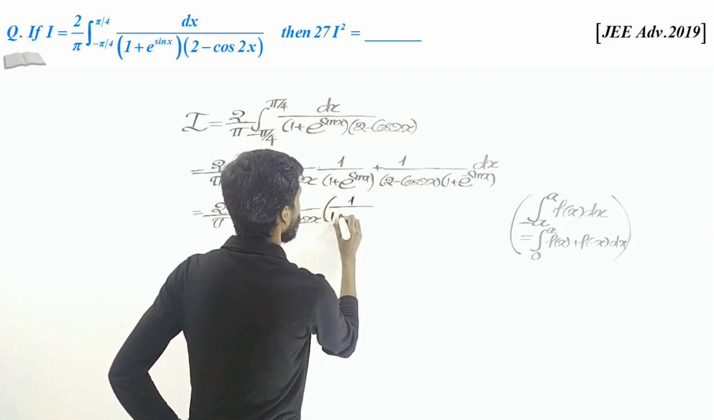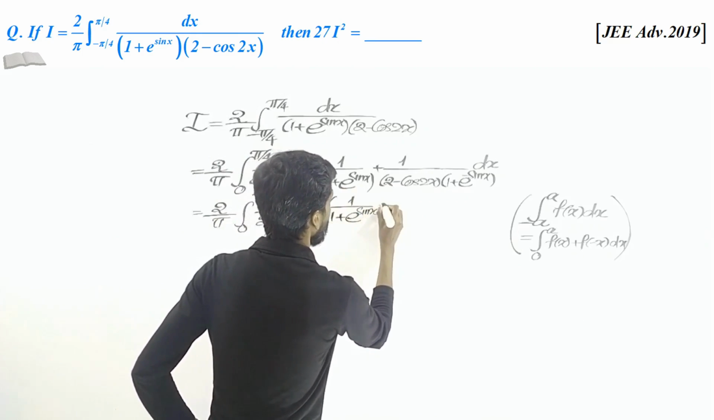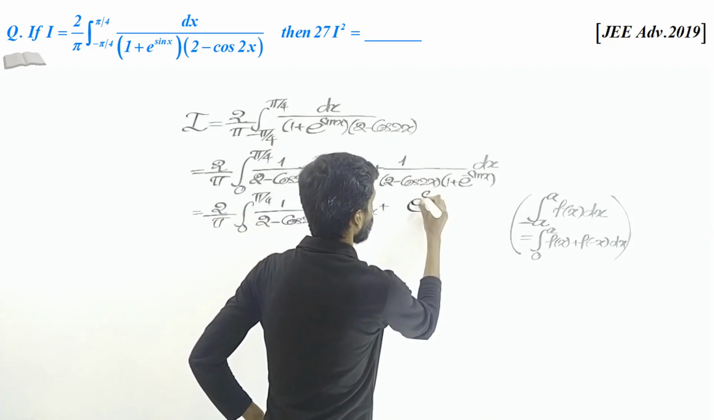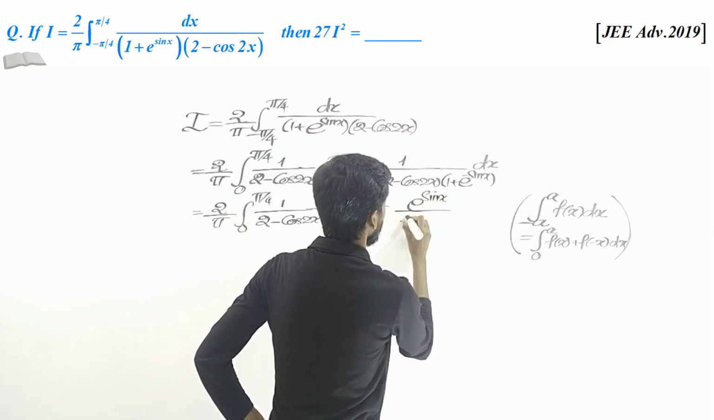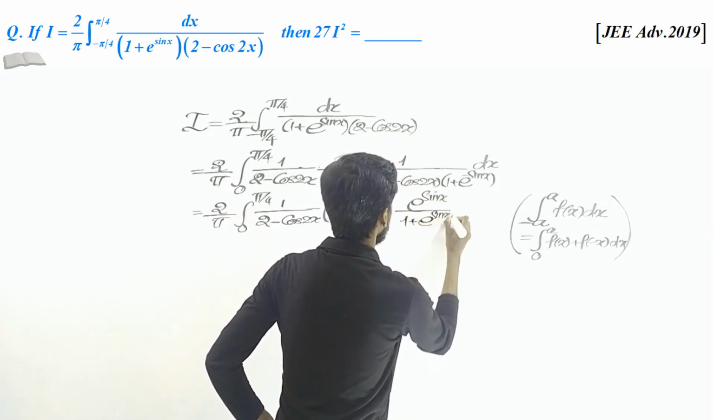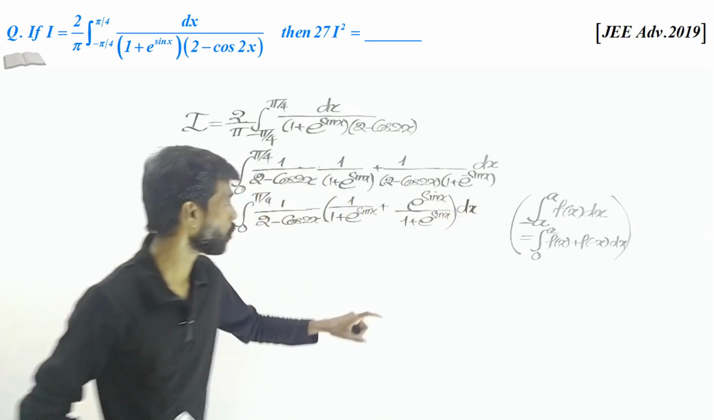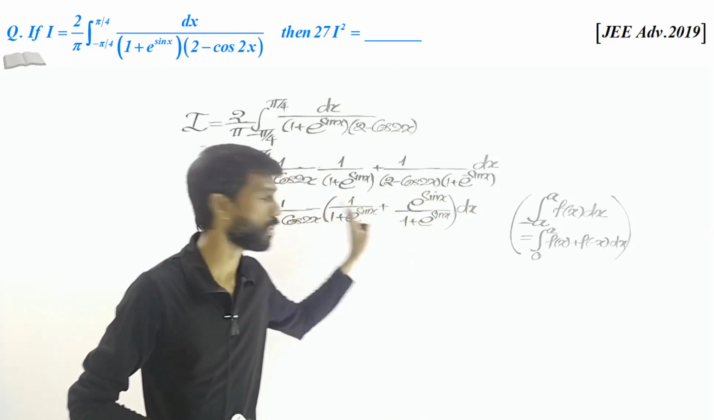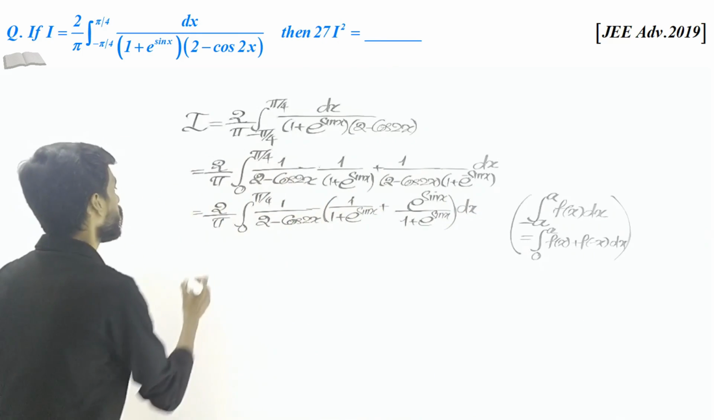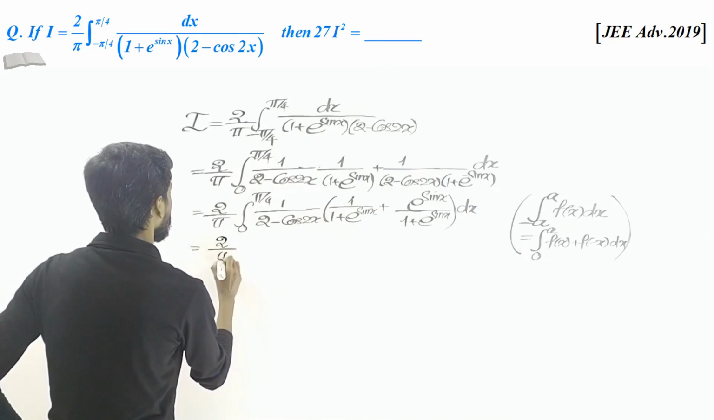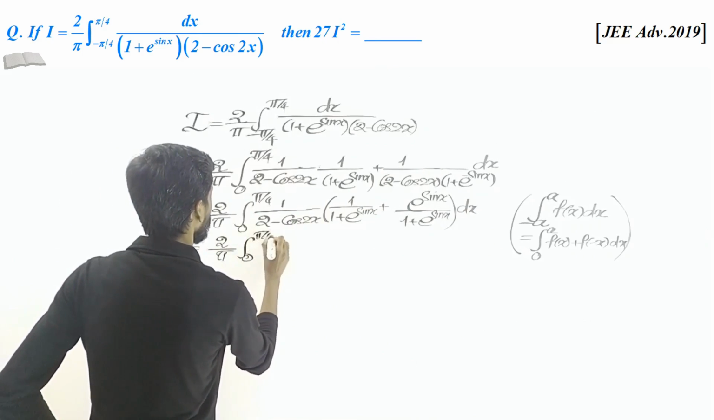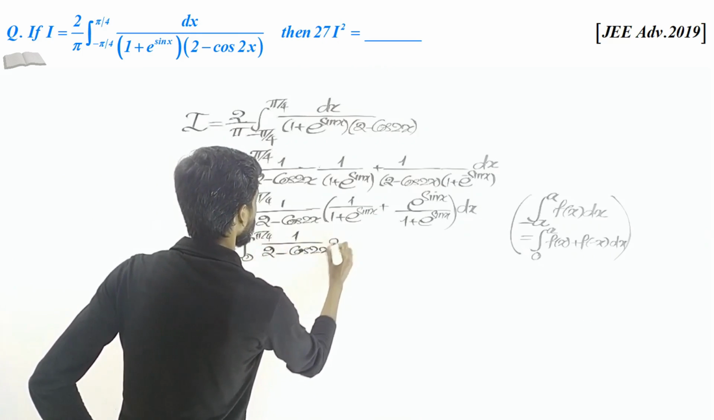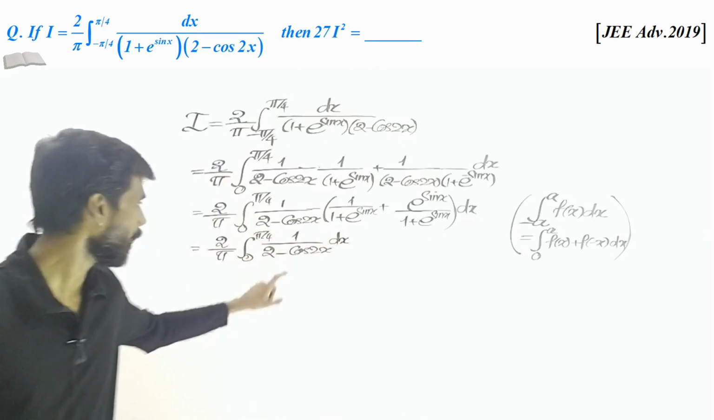So this is the function: 1 divided by 1 plus e to the power sin x, plus, here this can be written as 1 divided by e to the power sin x, so that can be taken to the numerator. So e to the power sin x divided by 1 plus e to the power sin x, dx. If you add these two, we get 1 plus e to the power sin x divided by the same thing, 1 plus e to the power sin x, so this will become 1. So this term is gone. We are just left with this. So that becomes 2 divided by pi, integral 0 to pi by 4, 1 divided by 2 minus cos 2x dx. So this integral is what we need to find. Okay, let's find this integral.